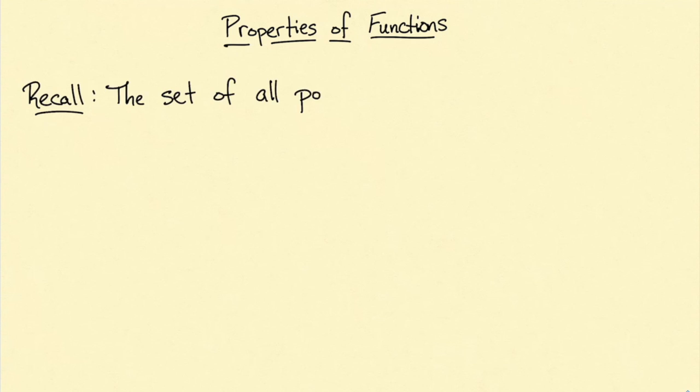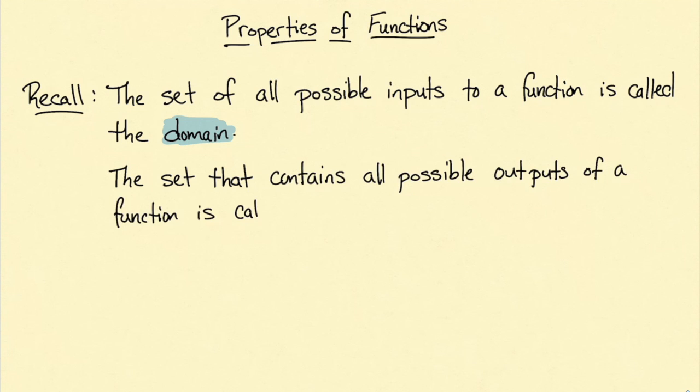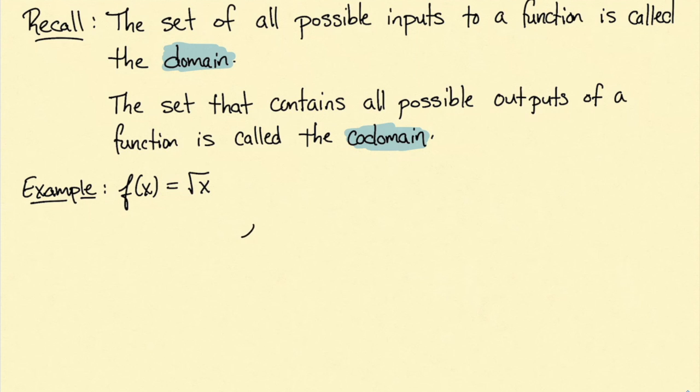So recall, the set of all possible inputs to a function is called the domain. The set that contains all possible output values of the function is called the codomain. For example, if we are interested in studying the square root function in a basic algebra course, then we would normally write f: [0, ∞) → ℝ to indicate that f is a function that accepts non-negative real numbers as input and outputs real numbers.